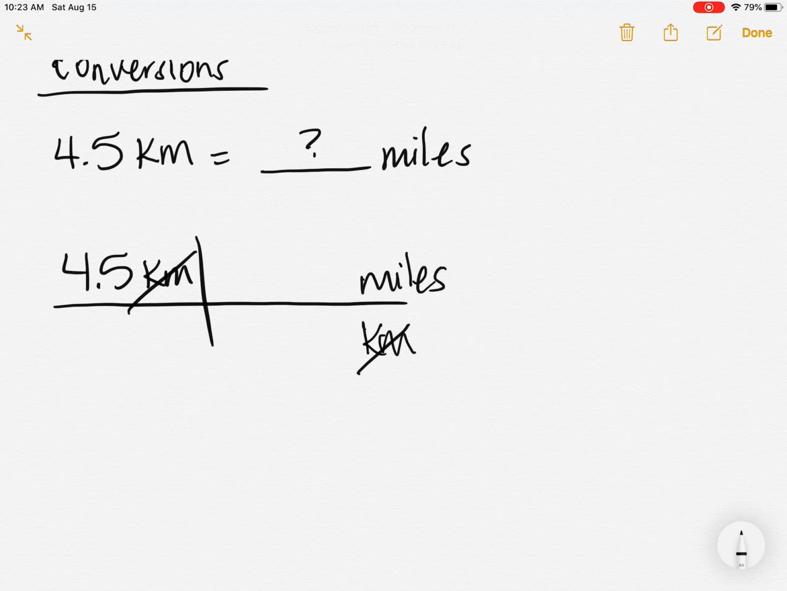So I'm going to put miles up here. Notice I haven't put any numbers in here yet. So now I'm going to go to my conversion sheet because I don't know how the mile and the kilometer are related, and that's why we have a conversion sheet so that we can check on that.